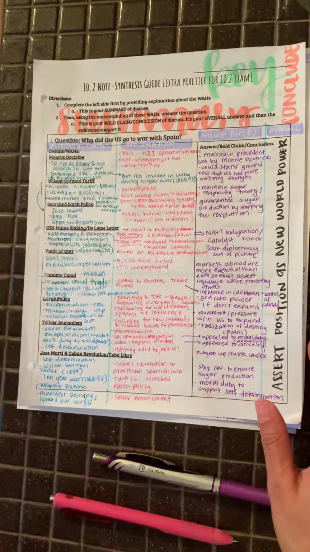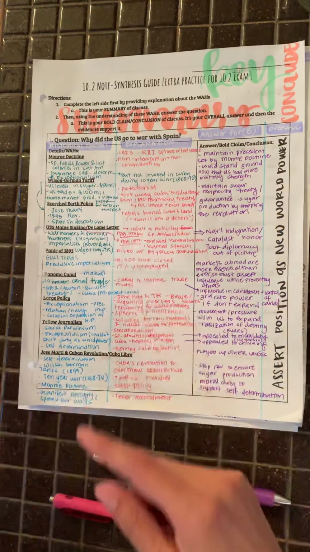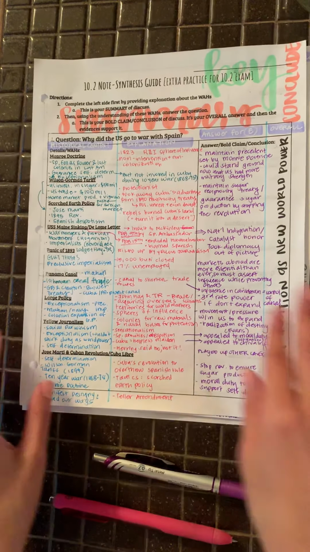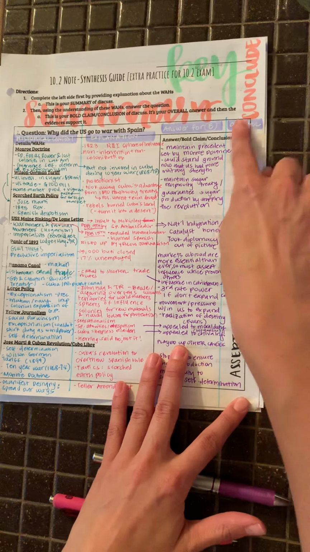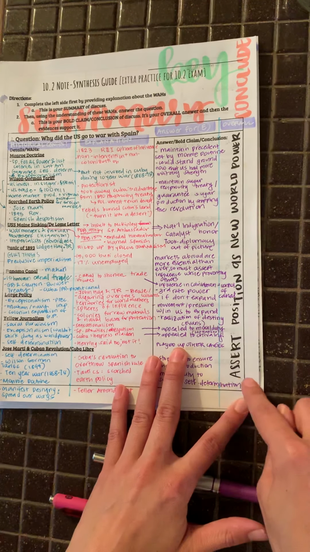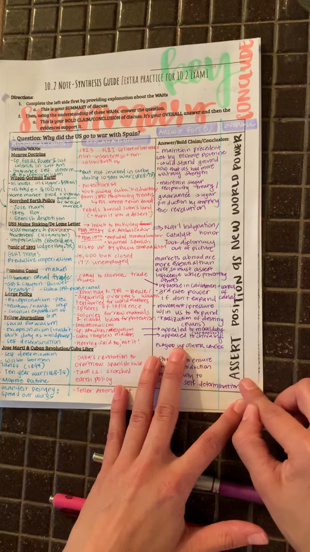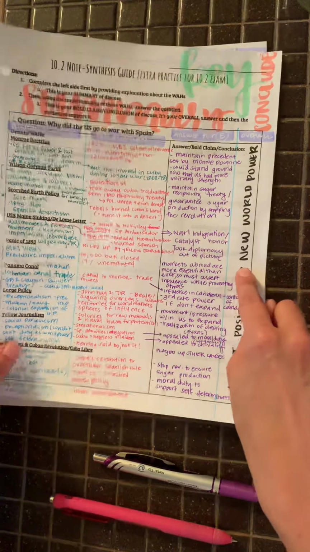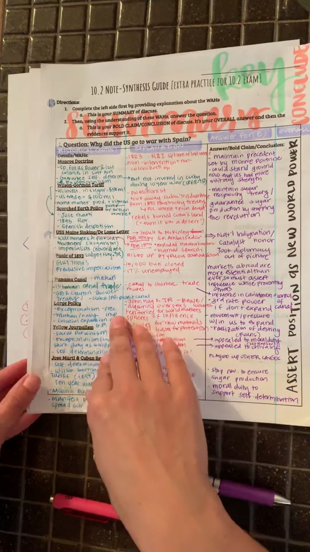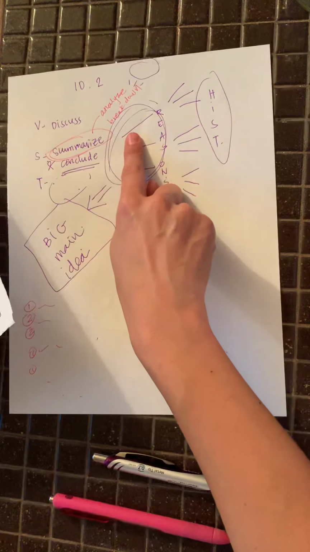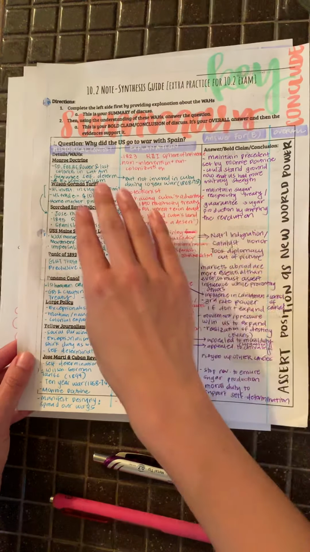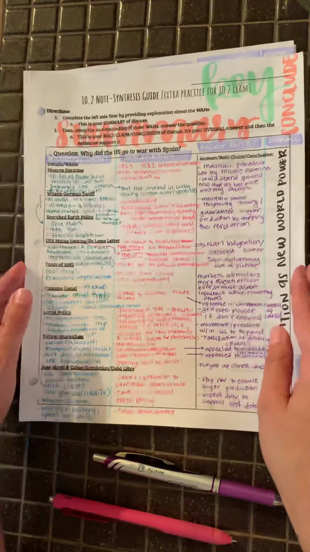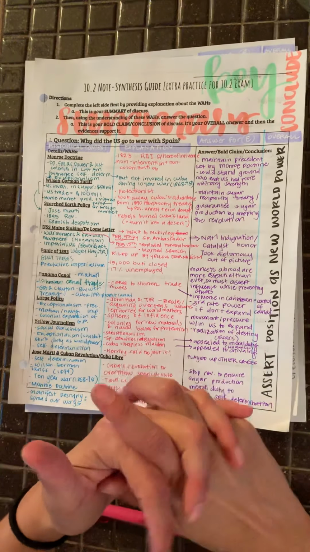So for example, why did the U.S. go to war with Spain? I'm going to include evidences like Monroe Doctrine, Wilson-Gorman Tariff, etc. I have my explanations, my analysis, and then really what my answer is, overall my conclusion, is that what I notice all these things have in common is that the U.S. wanted to assert its position as a new world power. So then this would go into my big main idea. I would have to find some commonalities between these, and these would become my reasons and main ideas. And then the further explanations are the evidences, making sure to include all of these ideas together.